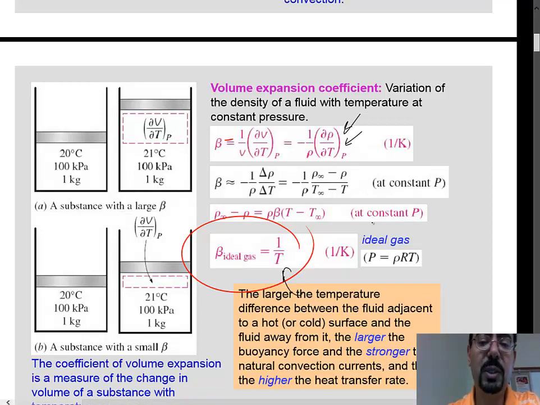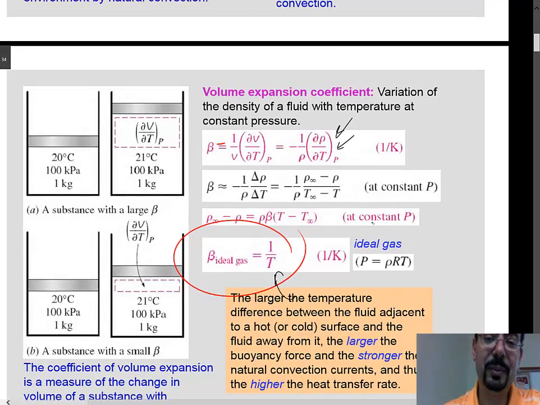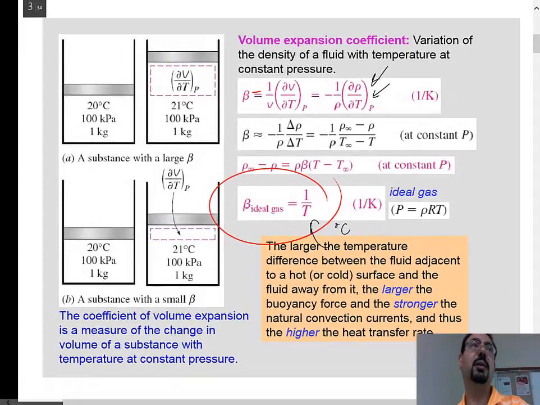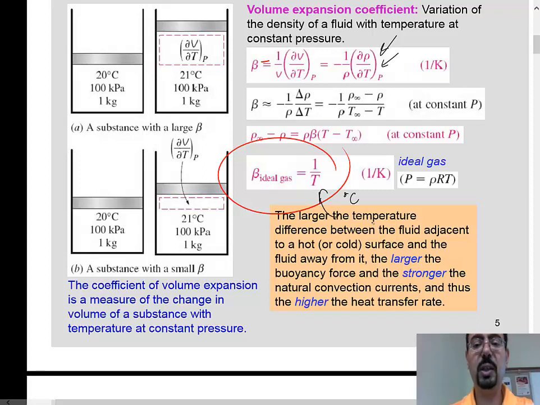Of course, the most famous mistake that students make in the exam when they try to calculate beta is, right, they put in degrees C. No, it should be in Kelvin. Right? So beta is 1 over T.